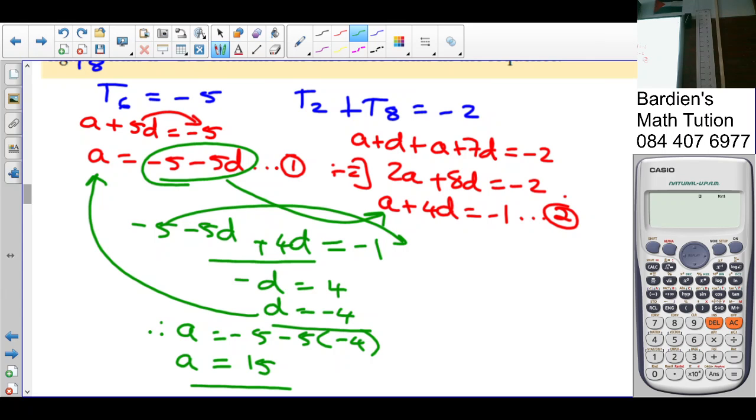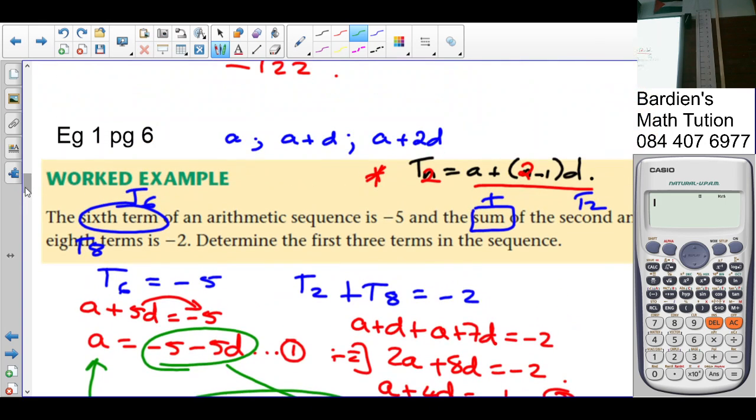But have I answered the question? What was the question? The first 3 terms. Remember, what did we say the 3 terms constitutes of? A, A plus D and A plus 2D.